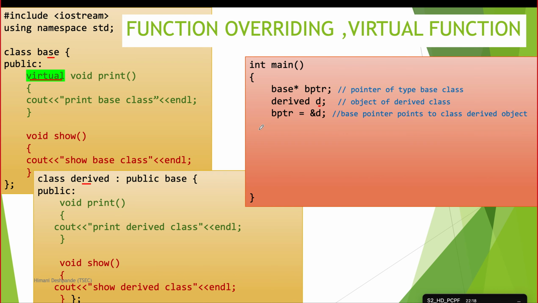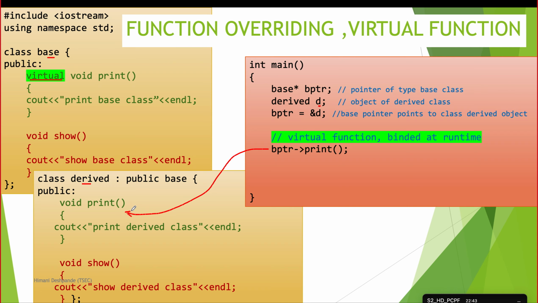We'll do these steps. Now we're going to use our BPTR pointer, and through this we will call the print function. So there are two print functions. The first function being virtual, it will not be called. Instead of that, this function call will be calling the print function of your derived class, and this will be done at the runtime. So virtual function is binded at the runtime.